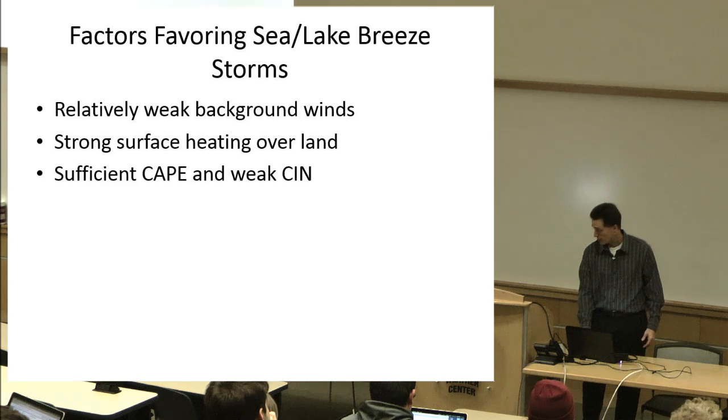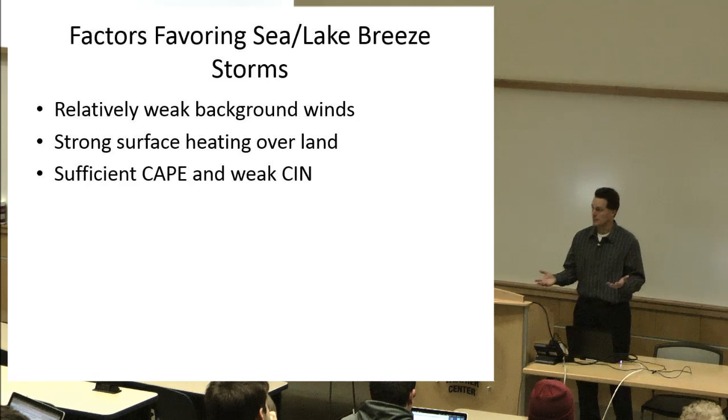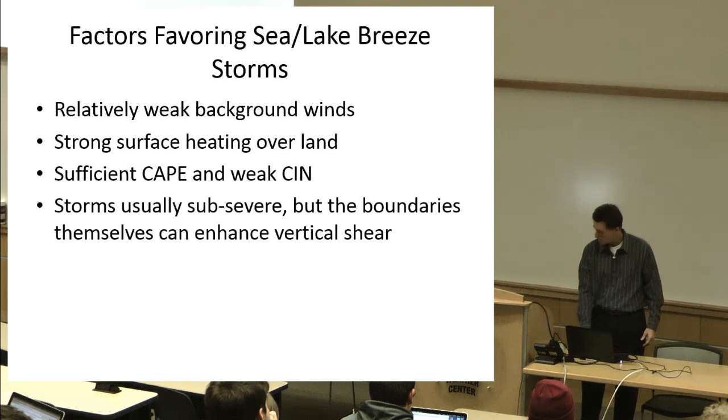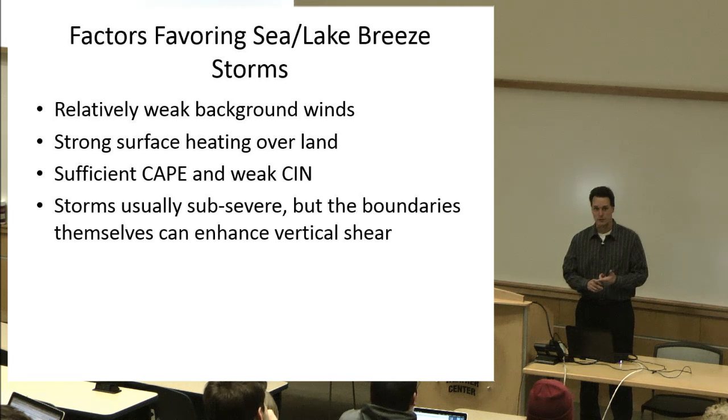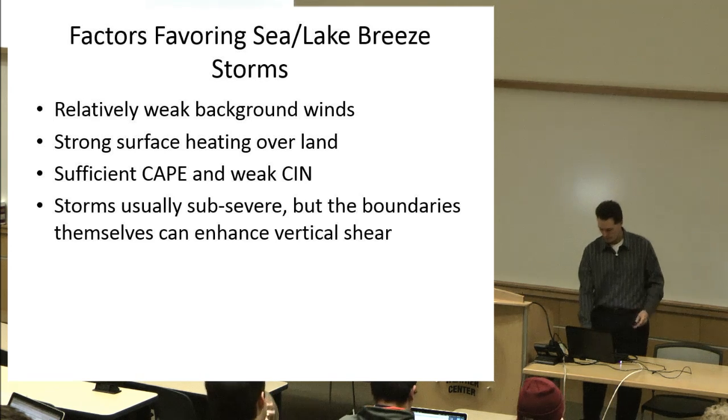You'd want the opposite. We better have sufficient CAPE, not too much inhibition. These boundaries are relatively shallow, so the lift is not going to extend very deep. Usually the storms are subsevere, but the boundaries themselves can enhance vertical shear.